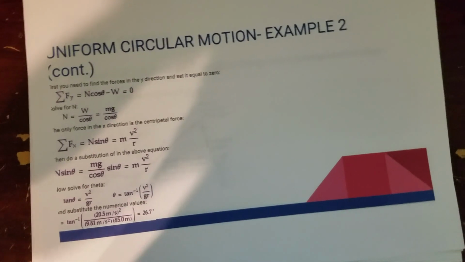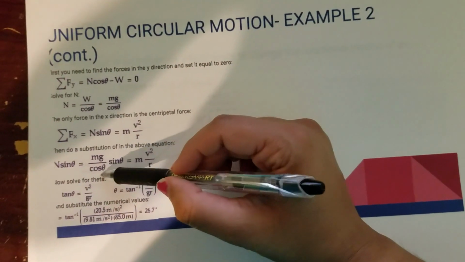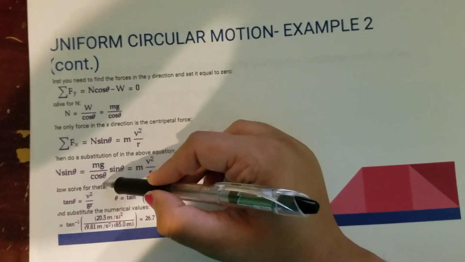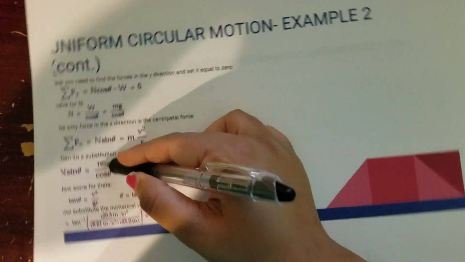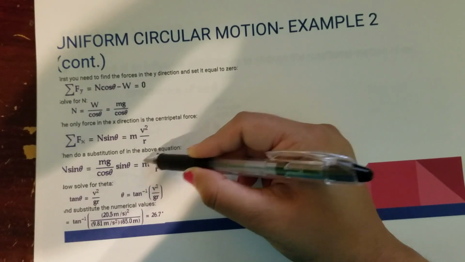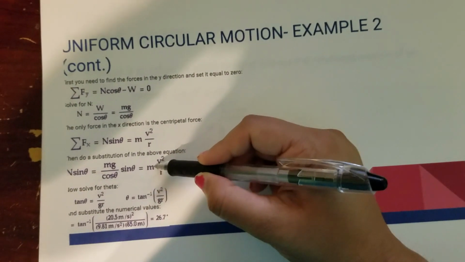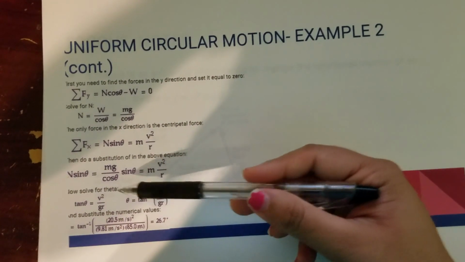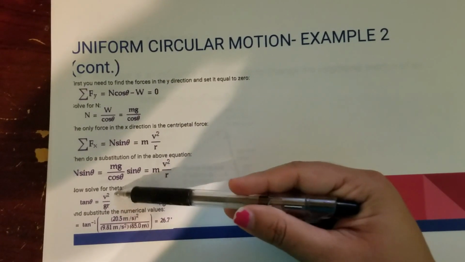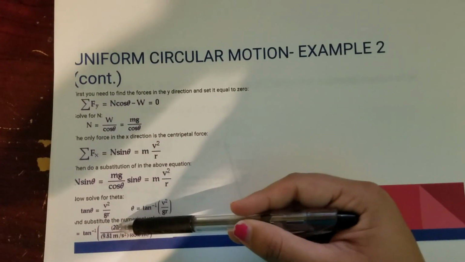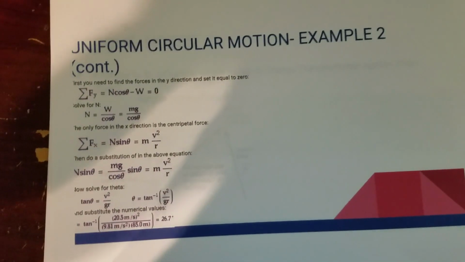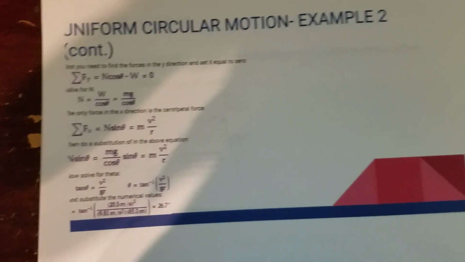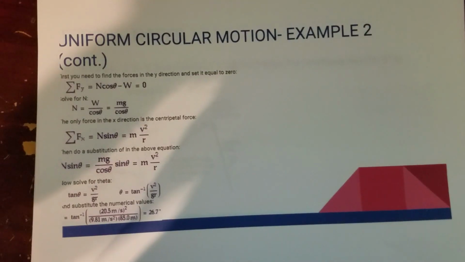And then you get this. Sine theta over cosine theta is tan theta, and the m's cancel out right here because you have to set it equal to each other. Then you bring the g over here, so it'll be v squared over gr, and from there you find the angle, then substitute the numerical values like I said before. Pretty simple. It's actually very simple.